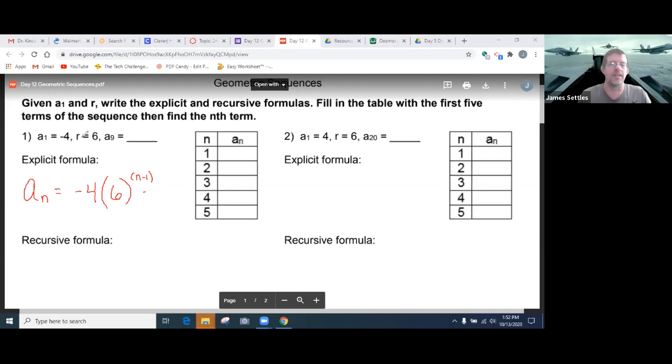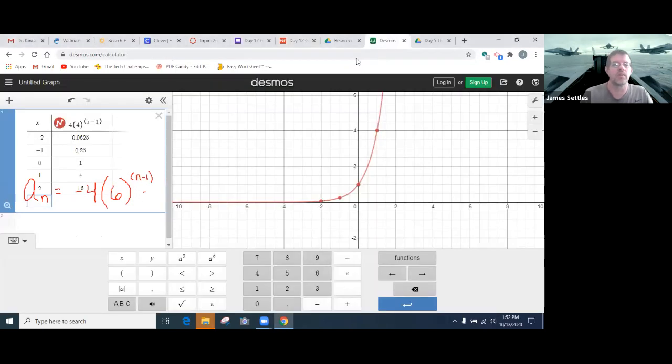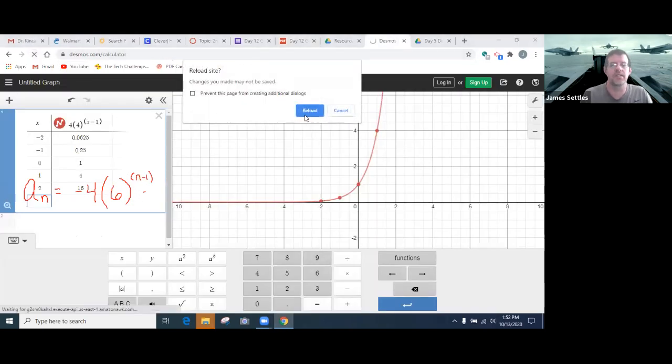Okay, if it would have given me a D, then it would have been arithmetic. All right, and we're going to plug this in, and this is going to give me my pattern, which we're going to use to fill out this table, just like we did on Friday. So we're going to go to the Desmos. We will restart this.